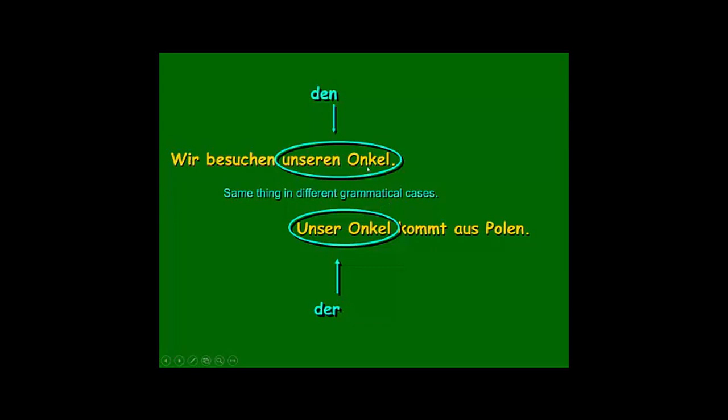Wir besuchen unseren Onkel. This makes it accusative case because it's the direct object. We are visiting our uncle. In the second sentence, unser Onkel kommt aus Polen, it is nominative case because our uncle comes from Poland. It is the actor in that sentence.